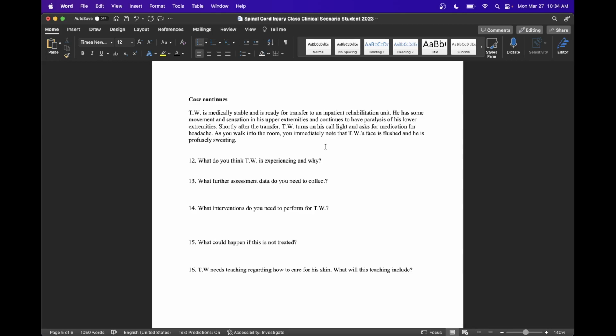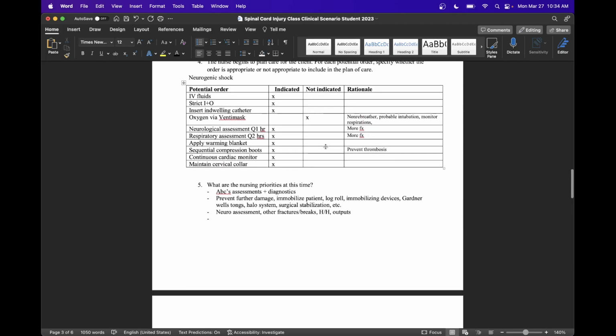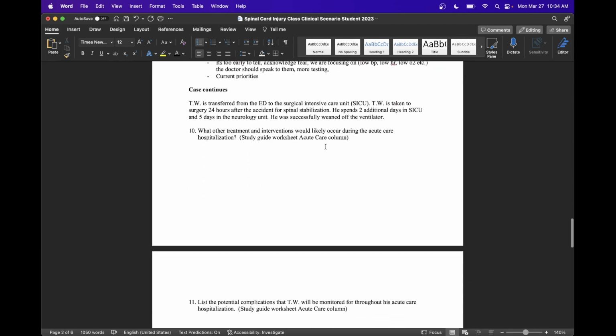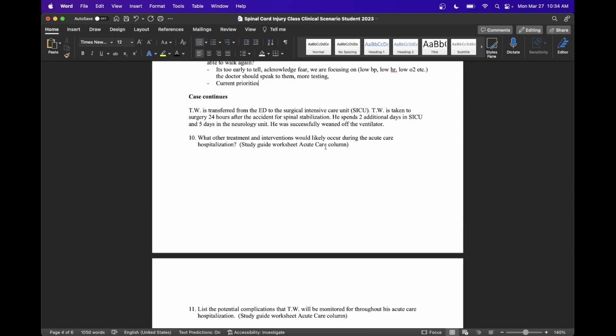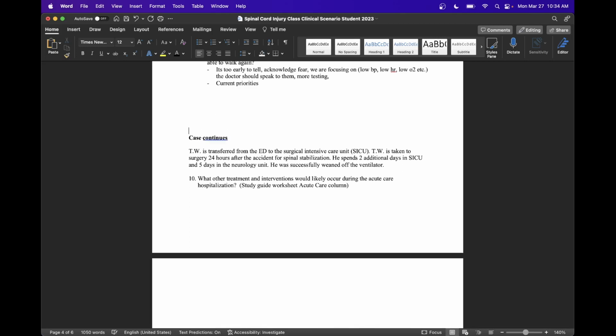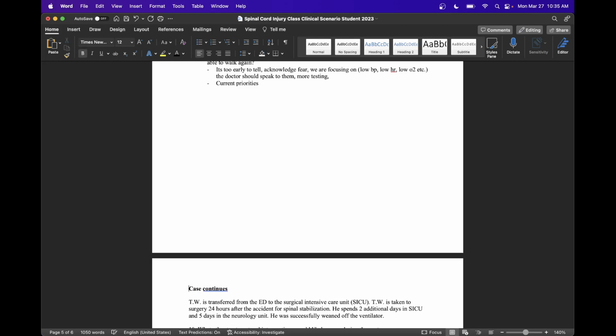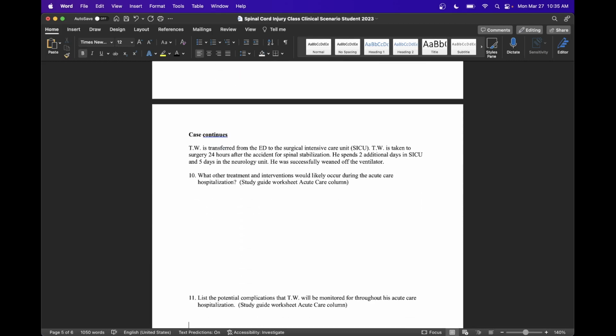The case continues. He goes from the ED to the ICU, surgical ICU. He's taken to surgery 24 hours after the accident, so there's that stabilization, right? And after that, he spends another couple of days in the surgical or neuro ICU, and then 5 days on the neuro unit. And he gets weaned off the ventilator. So just to wrap up and summarize, number 10 and 11 is all about that acute care column on our sheet, things that we didn't talk about yet.